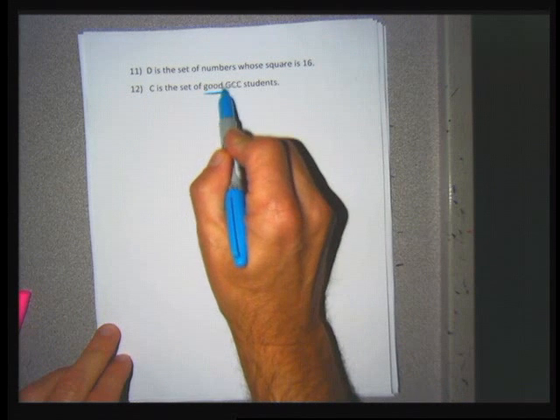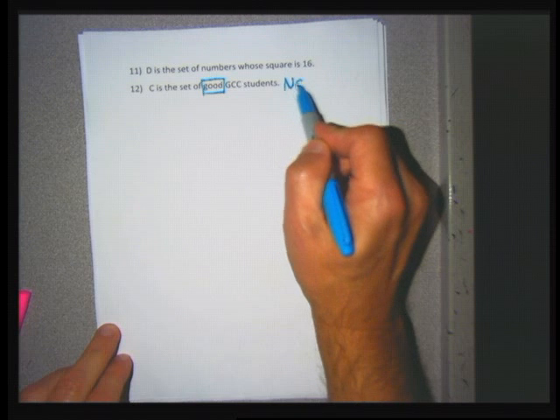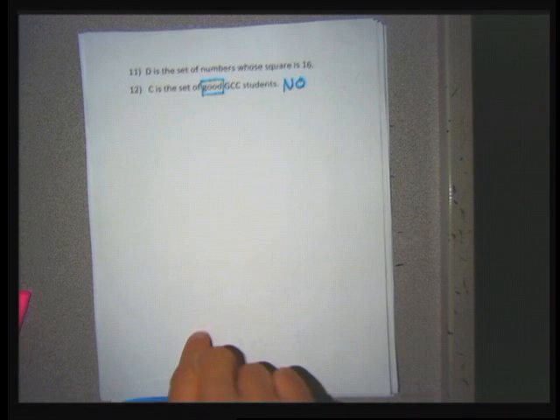All right, so for 11 and 12, I'll let you figure out 11. If you can't figure it out, then you can ask me, and I'll do 12. And for 12, good, again, that's too subjective of a term. I might consider a student good that doesn't even consider themselves good. So to try to make a universal group of all good GCC students, there's definitely going to be debate within the ranks of who belongs in the set and who doesn't belong in the set.